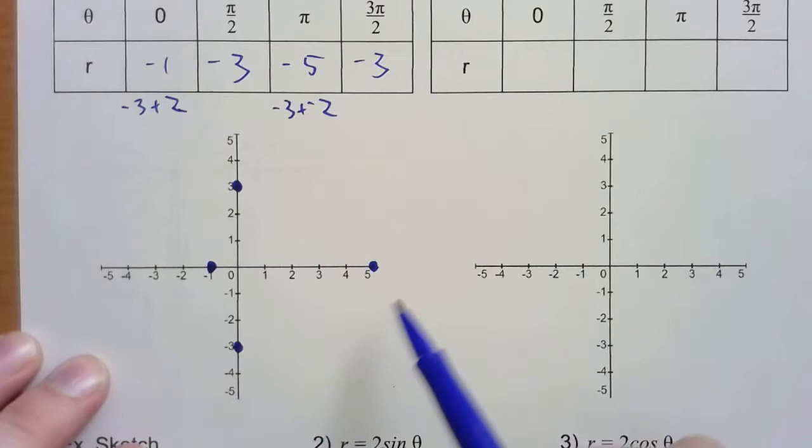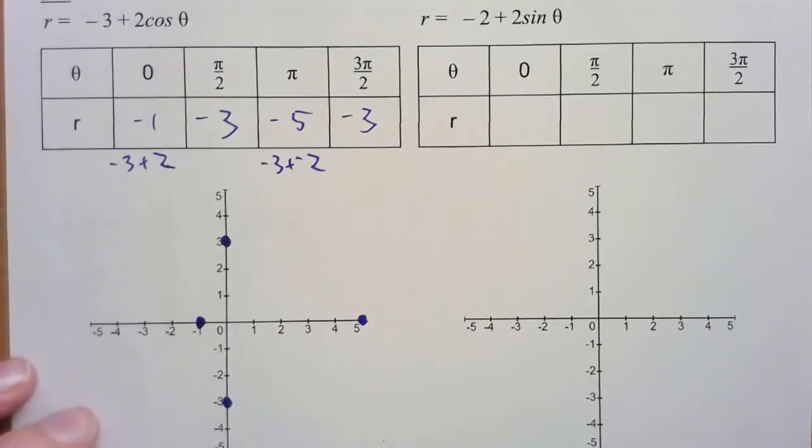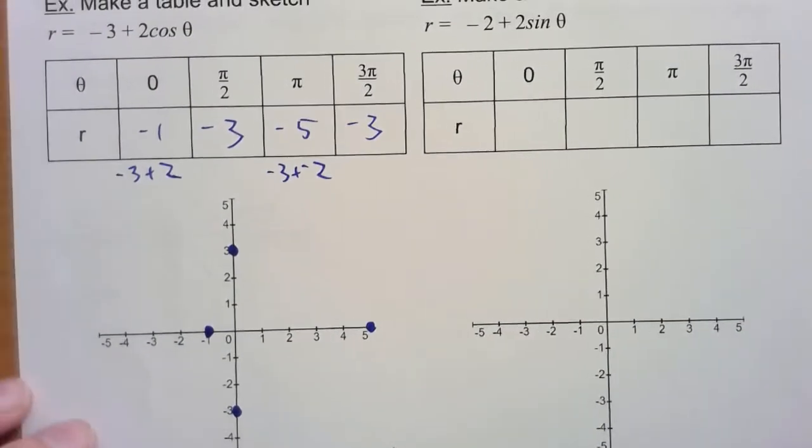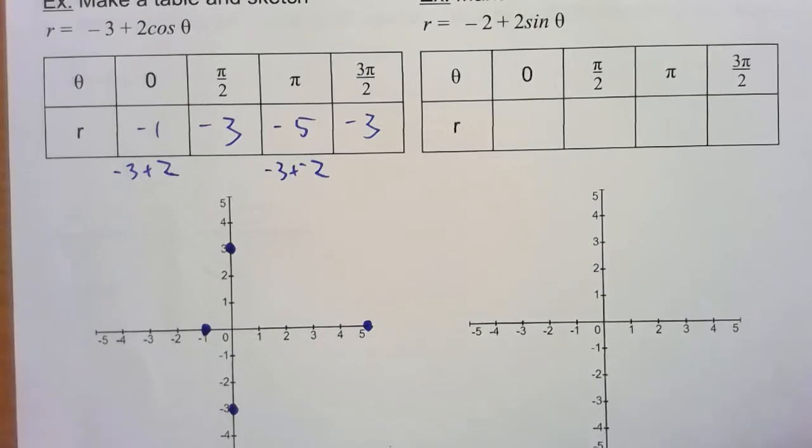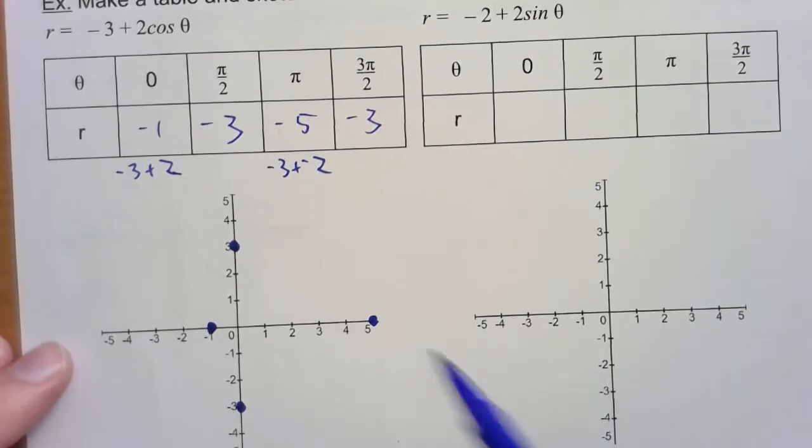All right, so we've got these 4 points here. And then remember, polar is kind of a circular system. And so these graphs, you just want to kind of draw something semicircular around this.